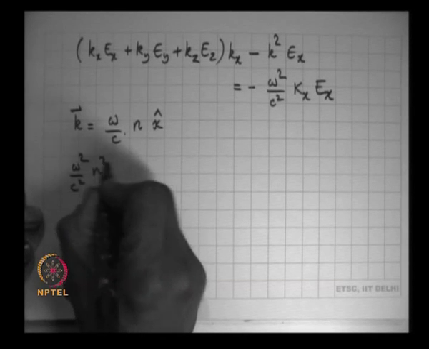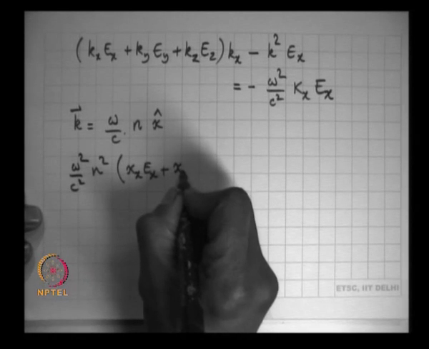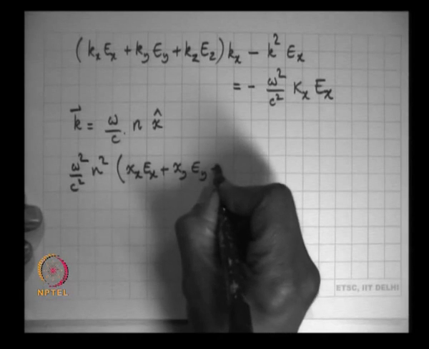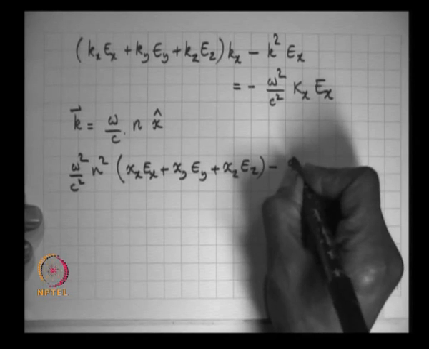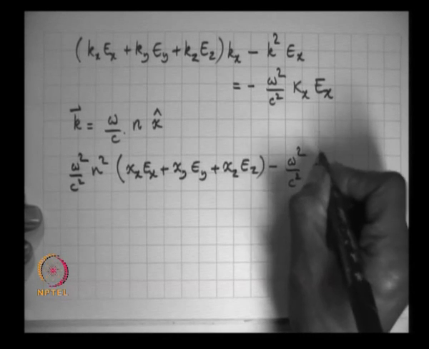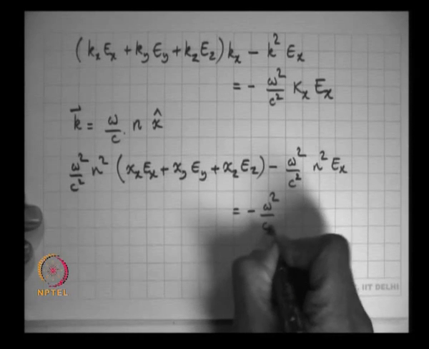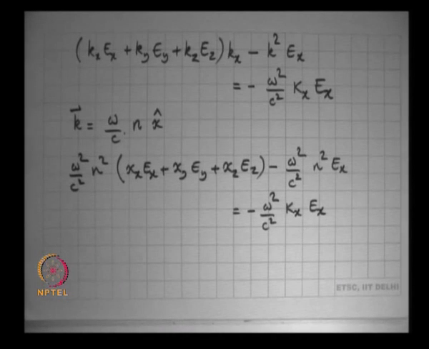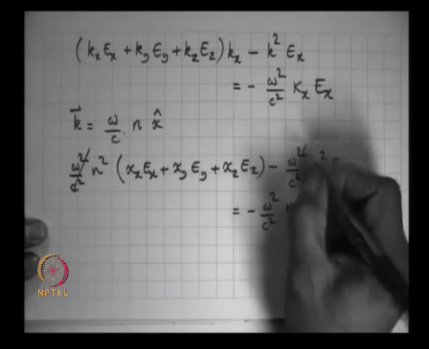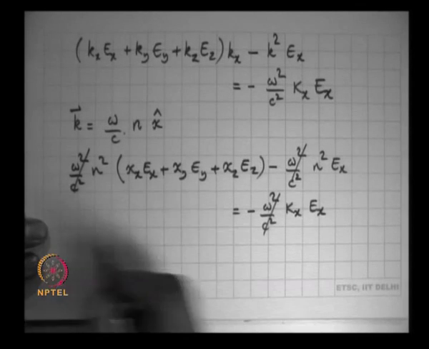into n square into kappa x Ex plus kappa y Ey plus kappa z Ez minus omega square by c square into n square into Ex is equal to minus omega square by c square kx into Ex. Now, I can cancel this omega square by c square in all the 3 terms, and I can divide by n square the whole equation.